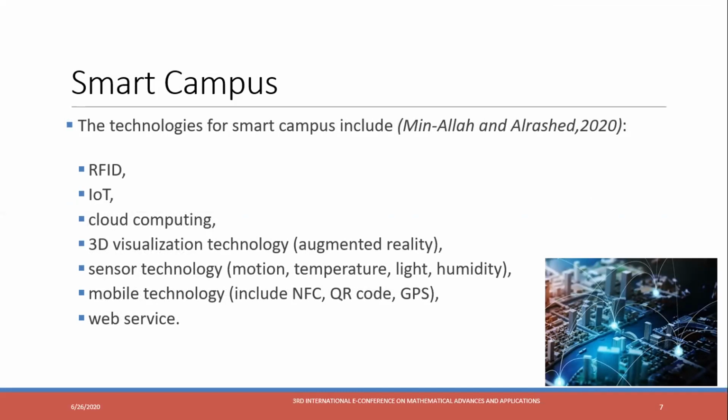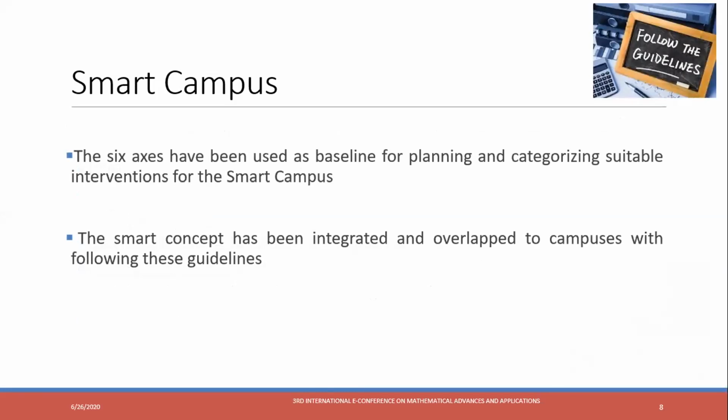So the concept of smart university is defined like a small world where many sensor-enabled and network devices work continuously in collaboration to make the environment smarter. The 6 axes, as we mentioned before, for the smart cities have been used as the baseline for planning and categorizing the suitable applications and interventions for the smart campus, and can be adapted to universities. Following these guidelines, the smart concept can be integrated and overlapped onto the campuses in creating the smart campus concept.